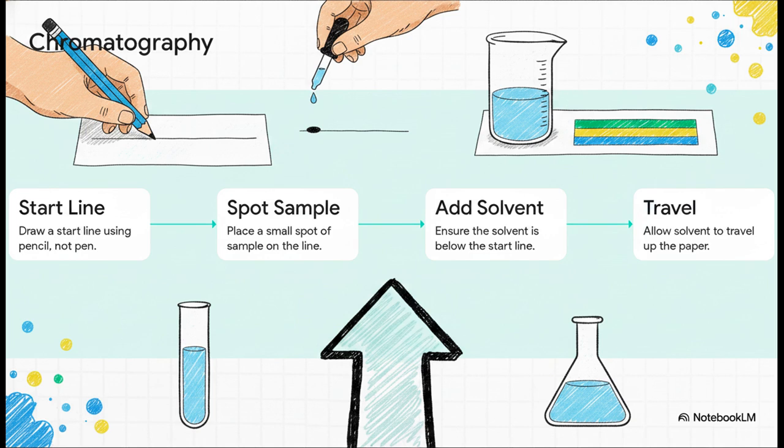If you used a pen, the ink from your line would separate and completely ruin your results. So we put a tiny spot of our sample, say a dot of black ink, on the line and place the paper in a solvent, making sure the liquid level is sitting just below our pencil line. As the solvent creeps up the paper, it carries the different dyes in the ink mark at different speeds, literally spreading them out so we can see exactly what colors were hiding inside it all along. It's kind of like magic, but it's science.